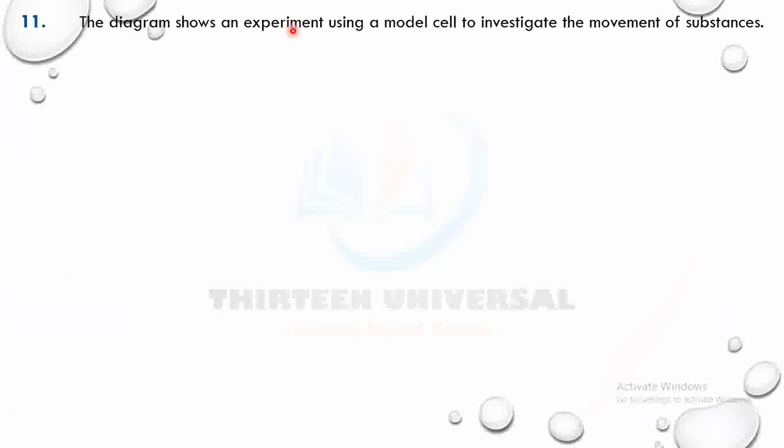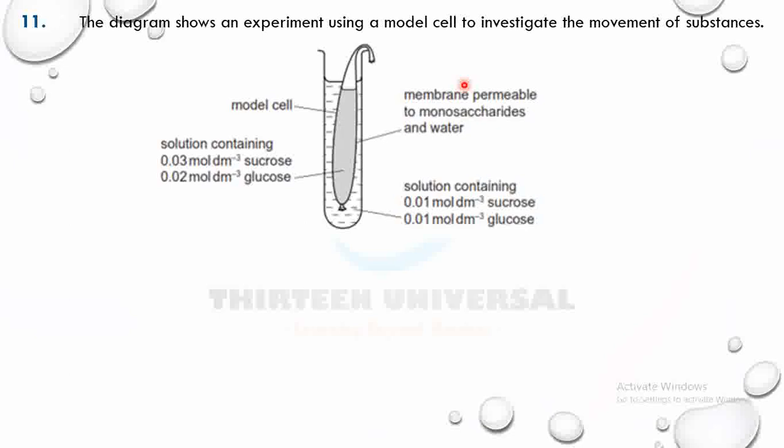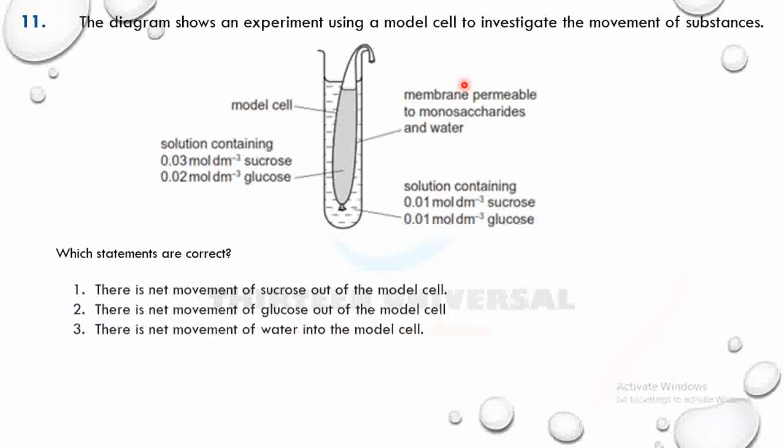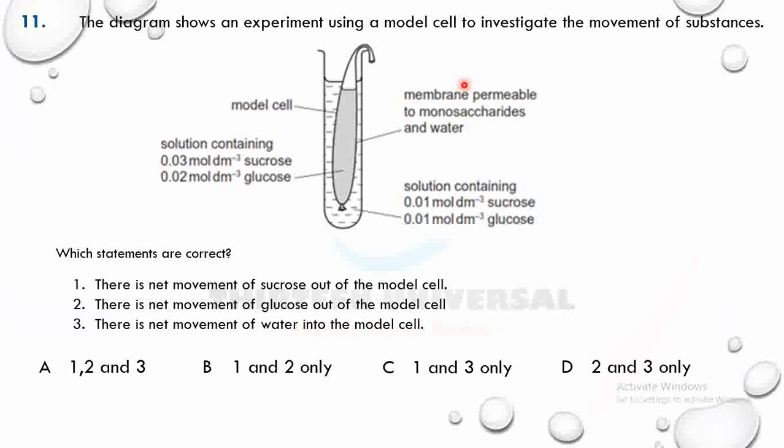The diagram shows an experiment using a model cell to investigate the movement of substances. Yeah, that's the model, guys. Which statements are correct? In objective questions, you have to be careful of the questions before you attempt it. Which statements are correct here, guys? Look at this. Inside here has 0.03 mole per dm cube. But make sure you pause this video and solve it first before you come back.